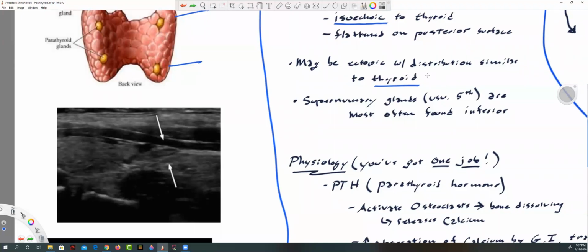So, ectopic distribution similar to thyroid. Well, that means, of course, they migrate down. Almost always when you have an ectopic organ, it's because it migrated in utero. Supernumerary glands, usually like one more, so like a 5th gland, are possible. And if you do have a supernumerary, it's probably right about here, a little farther down. So that is possible as well.